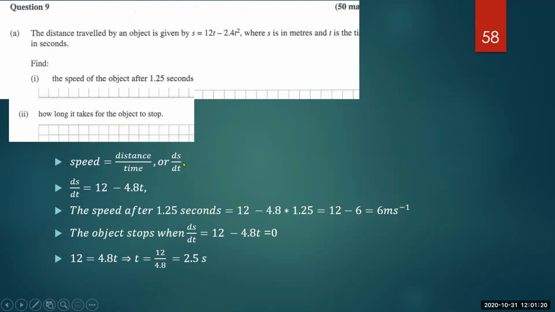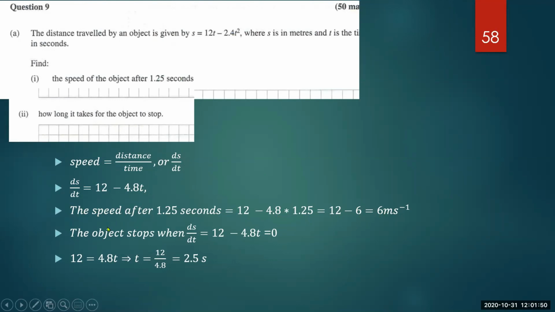So the speed is the rate of change of distance with time, or ds/dt, and we said s is 12t minus 2.4t squared, so ds/dt is equal to 12 minus 4.8t. And so when t is equal to 1.25, ds/dt becomes 12 minus 4.8 multiplied by 1.25. That becomes 12 minus 6, and that's 6 meters per second.